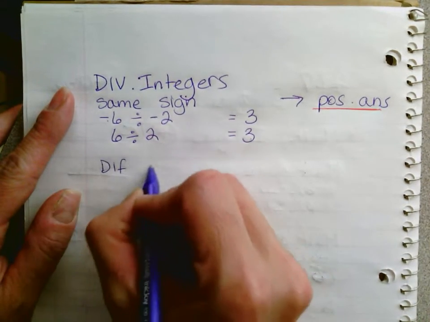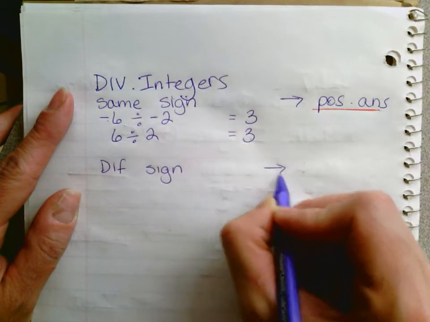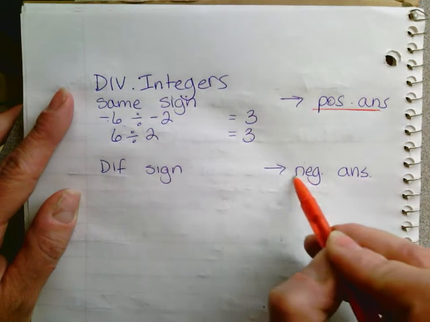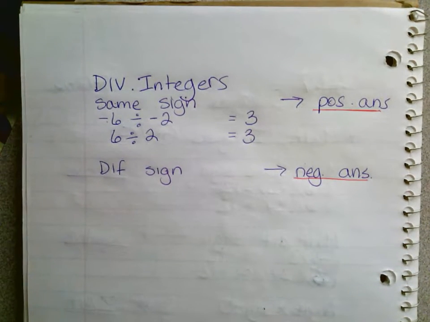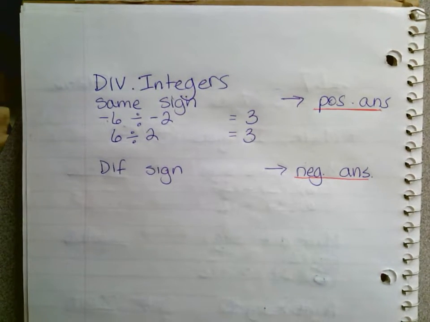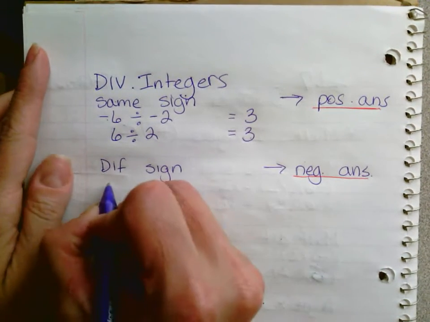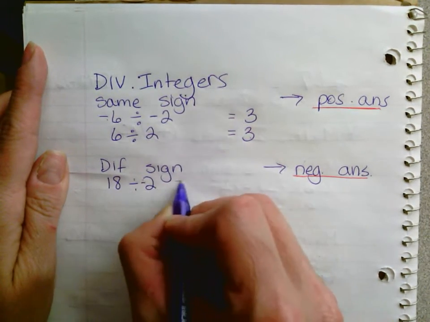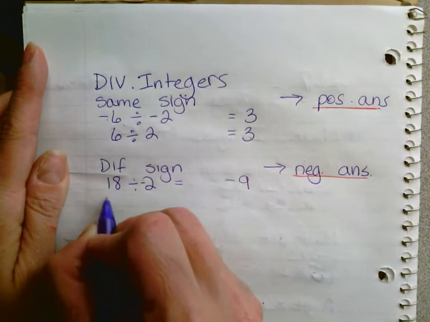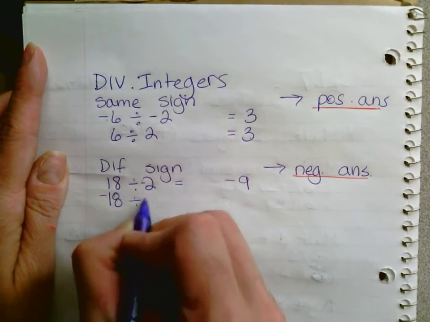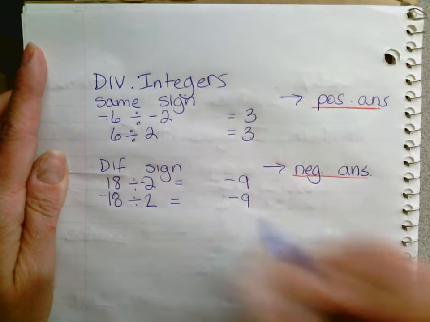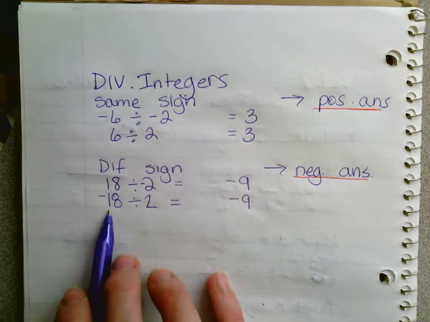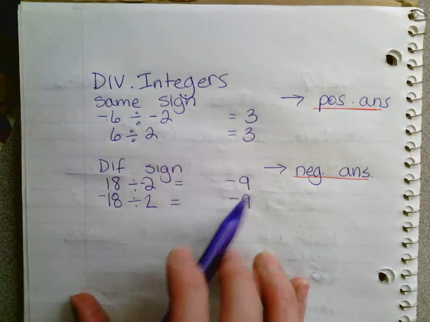Different signs, negative answer. Okay? Different signs, negative answer. So maybe 18 positive divided by 2 negative is going to result in a -9, just like 18 negative divided by 2 positive is going to result in a -9. Okay? Positive dividend, negative divisor, or negative dividend, positive divisor still has a negative result.